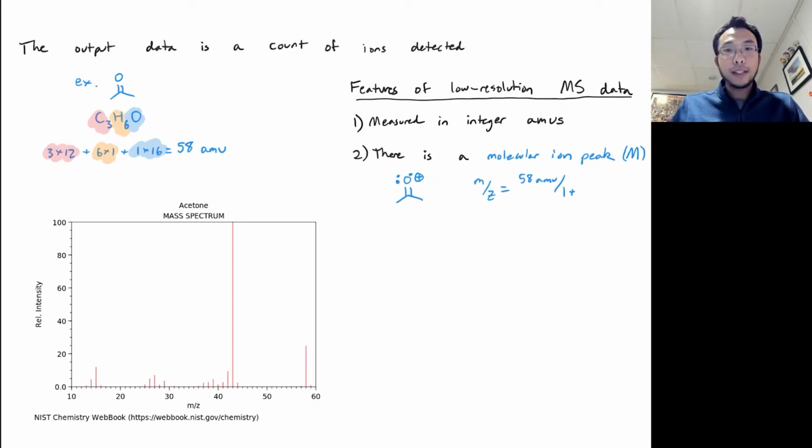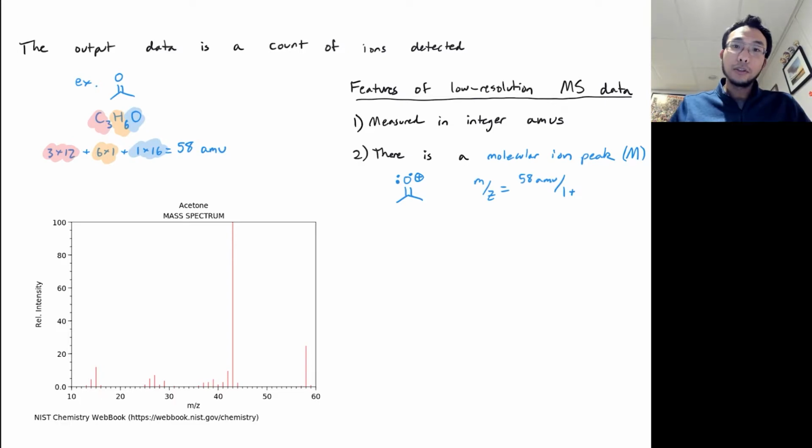So for a molecule of acetone, that signal right here refers to this species. The original molecule of acetone has been hit by an electron beam and it's lost 1 electron, so now it becomes positively charged. This is what's actually detected by the mass spectrometer. That gives you 58 AMU divided by 1 plus charge overall, 58 m over z right here.